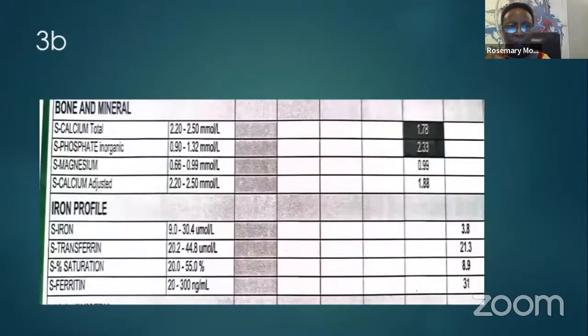Okay, so the calcium, this is the same patient. If you look at the calcium and the phosphate, you can see that the calcium is low and the phosphate is high. The normal range is on your left-hand side.